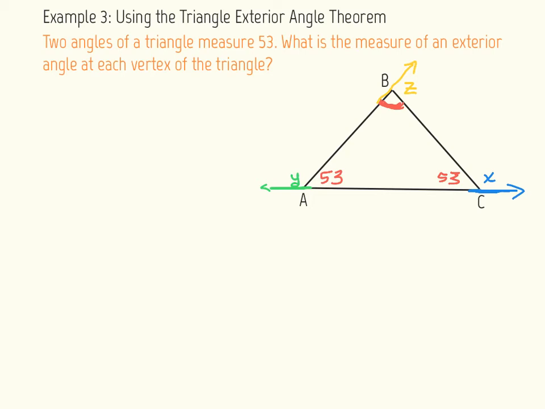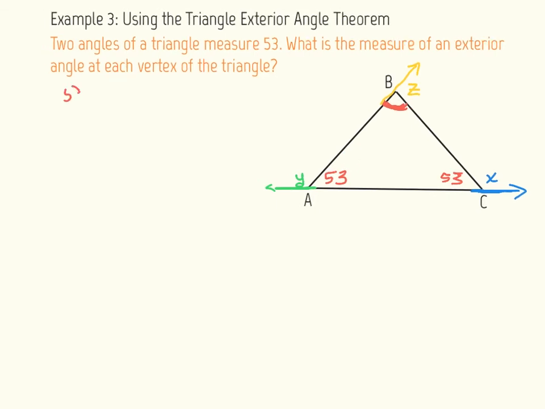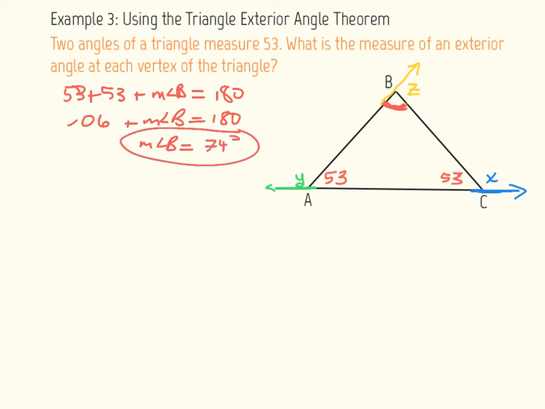So when finding the measure of angle B, I'm going to just add all of the interior angles. So I have 53 plus 53 plus the measure of angle B, which is what I'm looking for, equals 180, because the sum of all interior angles is 180. So 53 and 53 is 106, plus the measure of angle B equals 180, so the measure of angle B equals 74 degrees. Okay, so I'm going to put that in there so that I know what I'm looking at. The next thing I'm going to find is X.